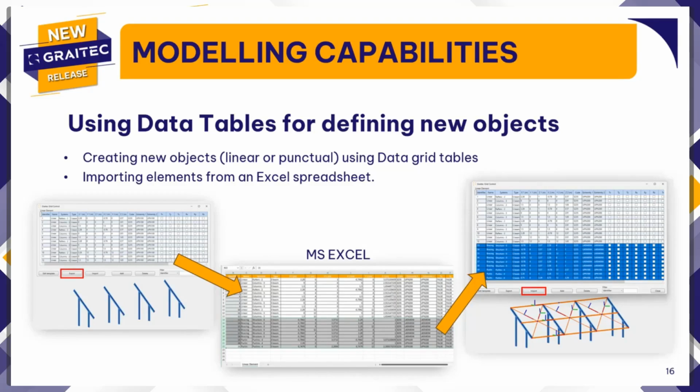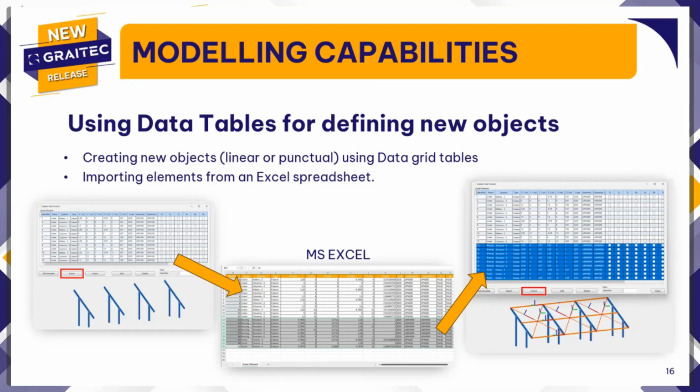Another new feature concerns data tables. First, we can add new linear and point elements directly from the table. So there is a new button that adds a new line, and we can enter the data to create new elements like linear elements. What's more, new elements can also be added to the model by importing from an Excel sheet.